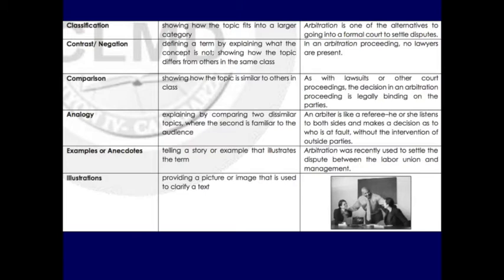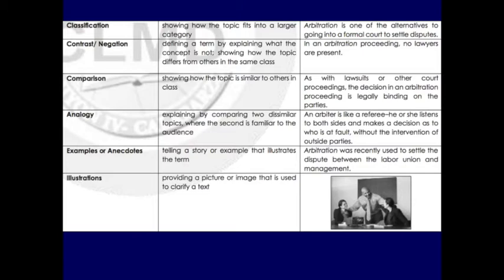Analogy: explaining by comparing two dissimilar topics where the second is familiar to the audience. An arbiter is like a referee. He or she listens to both sides and makes a decision as to who is at fault without the intervention of outside parties.